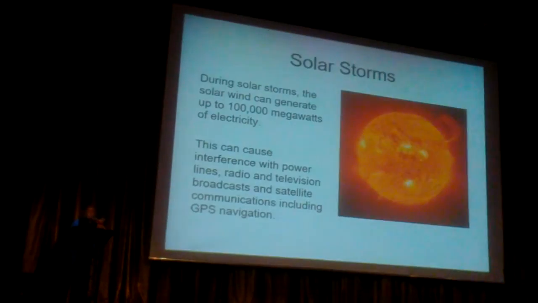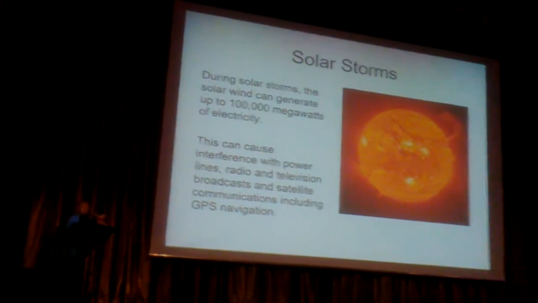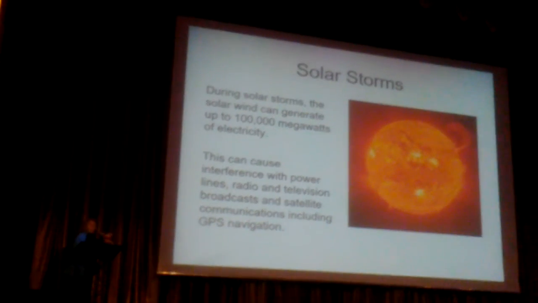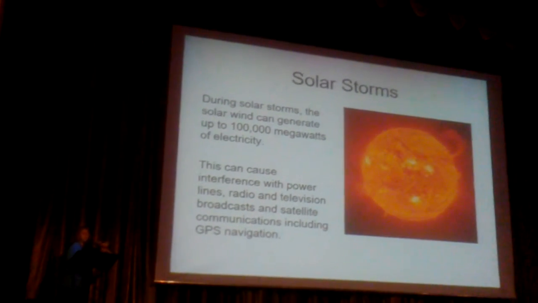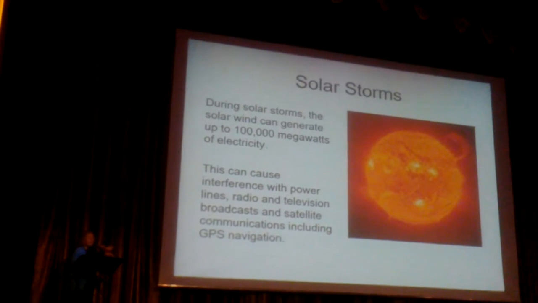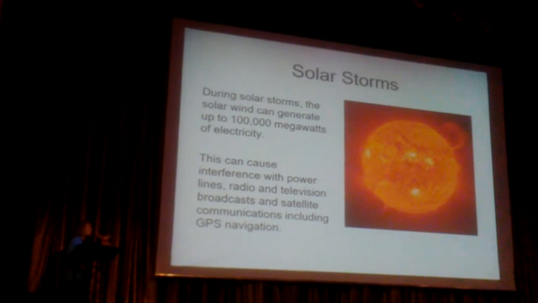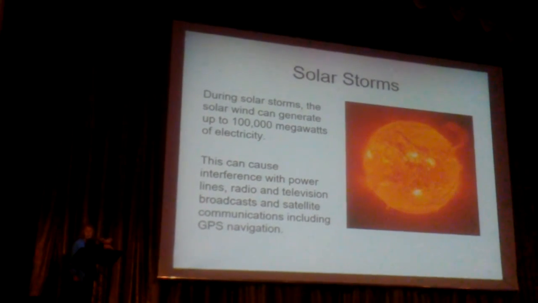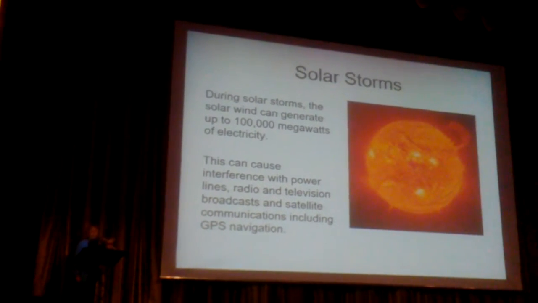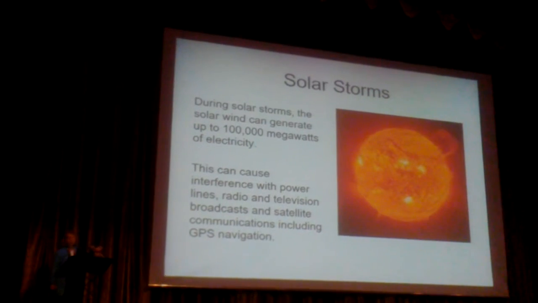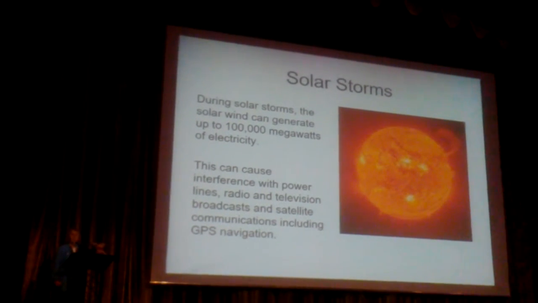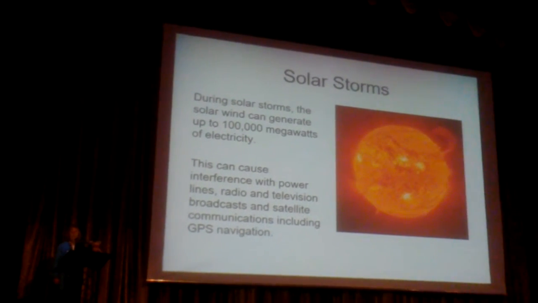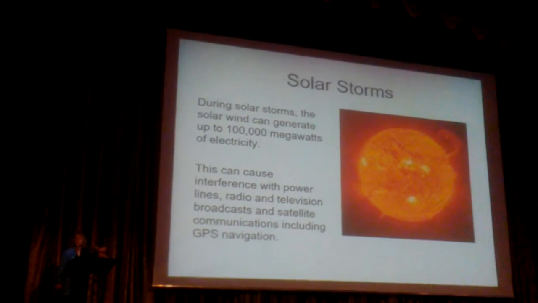During solar storms, the solar wind can generate 100,000 megawatts of electricity. It causes interference with power lines, radio, television, satellite communications, and GPS. Canadian nuclear power plants are protected against solar storms, but the US power grid, not so much.